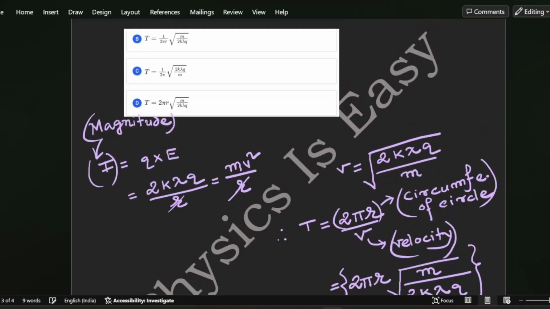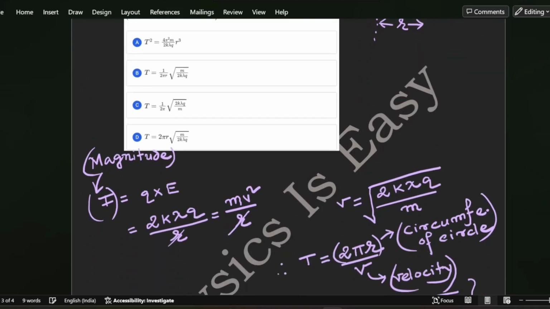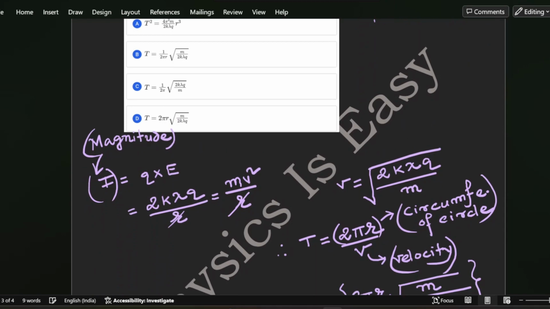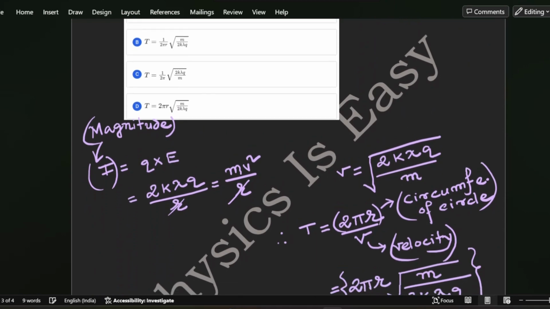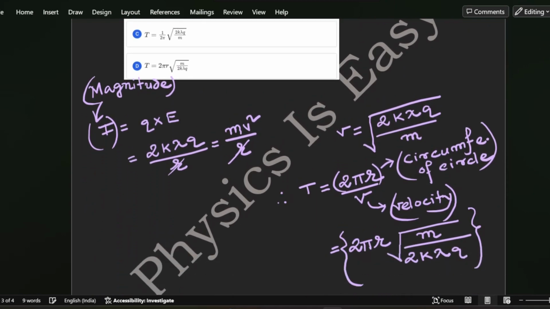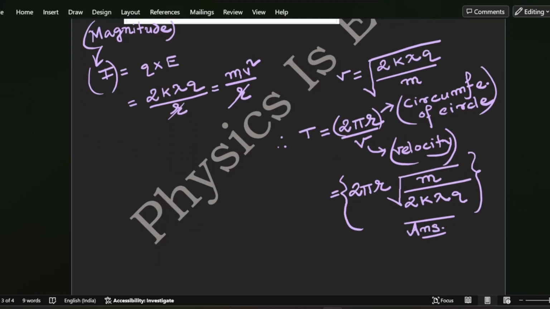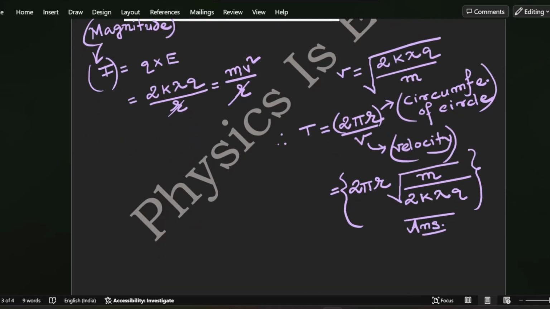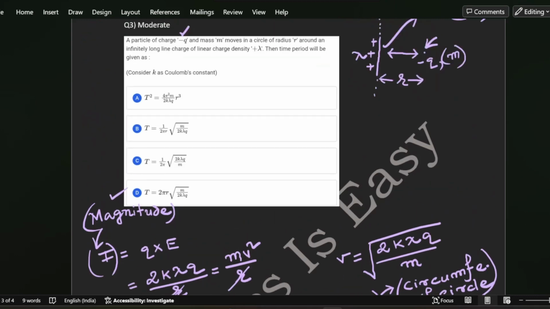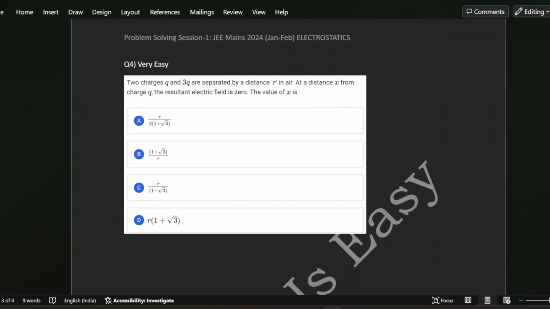Let us just check whether it is matching with any option. First option, no. Second option, 2 pi r is in the denominator. Third option, no. Fourth option, yeah. So you can clearly see that the fourth option is completely matching with our answer. So this is the correct answer, and let me just check whether the answer key is also telling the same answer, and yeah, the answer key is also saying that the answer is D.